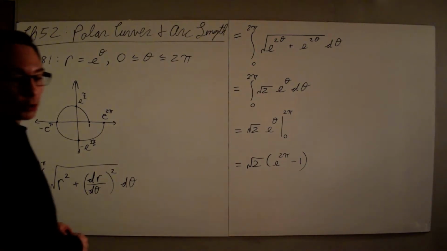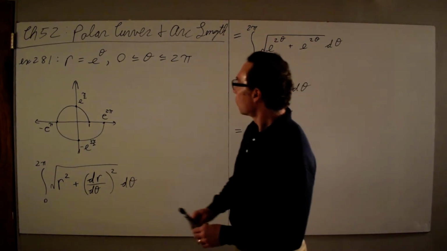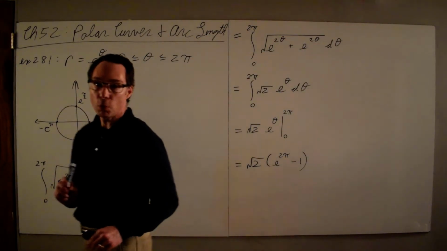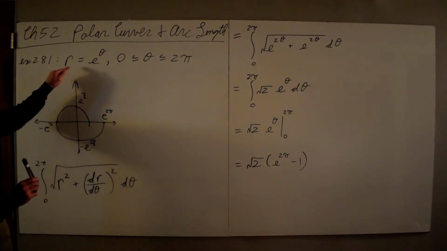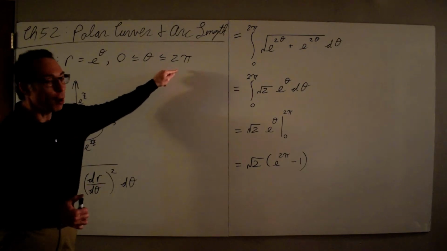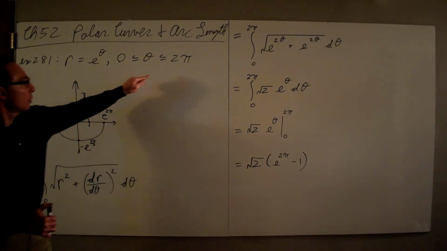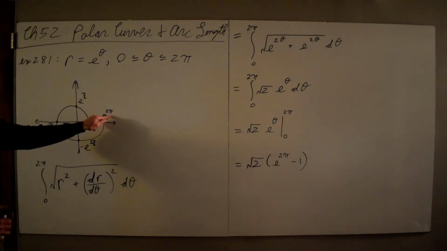This video is over chapter 52, polar curves and arc length. So we're going to look at example 281, where our polar curve is r is e to the theta. Theta ranges from 0 to 2 pi. So when theta is 0, r is 1. When theta is 2 pi, r is e to the 2 pi.